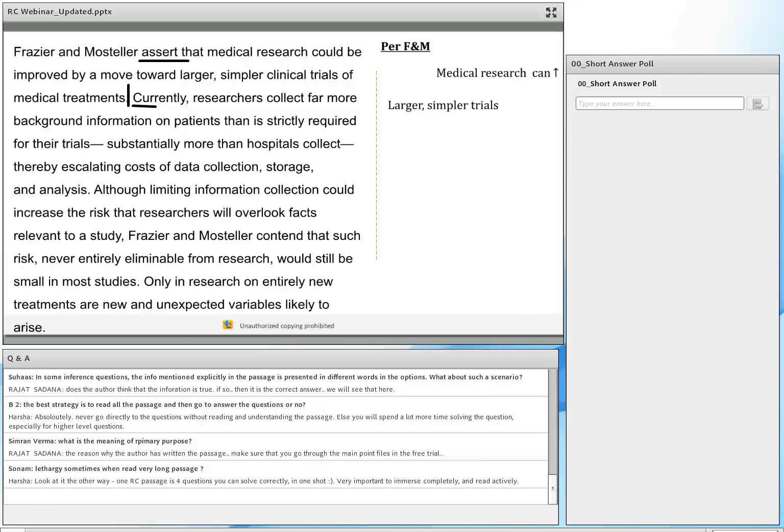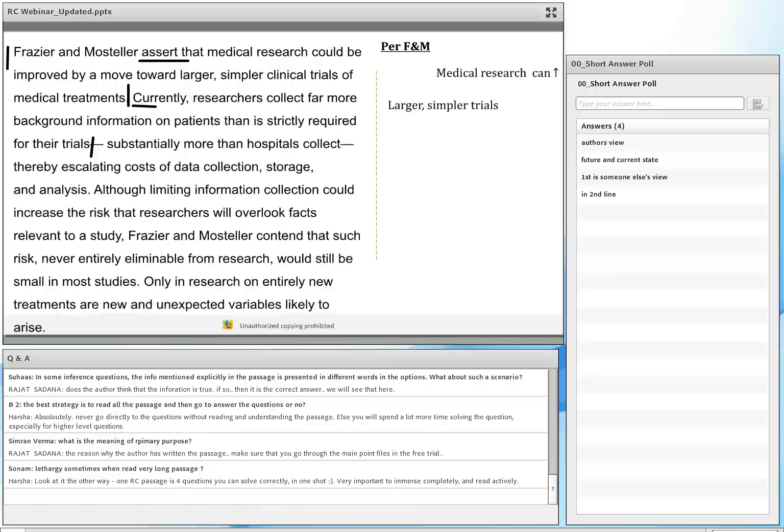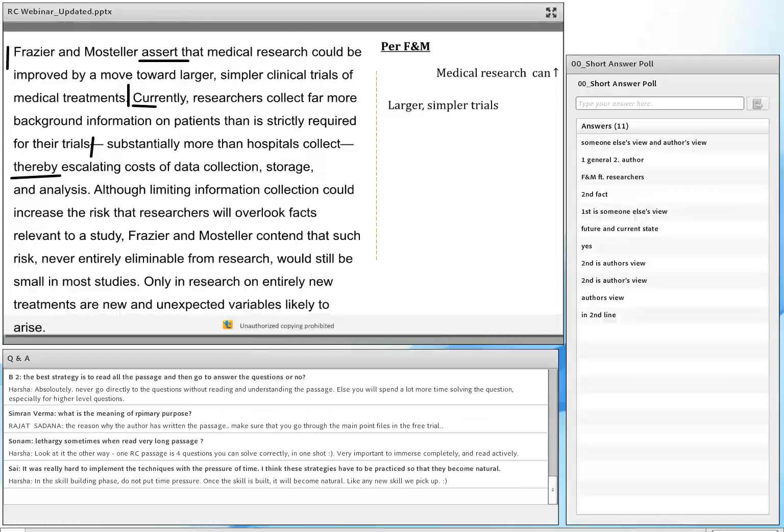What's the distinction between this part and this part and this part and this part? The second line is author's view. The first line is someone else's view. That is correct. Currently, researchers collect far more information on patients than is strictly required, and then the author really tells you the comparison. Substantially more than hospitals collect. Thereby, what is thereby over here? It's a conclusion, it's an outcome resulting. That's good. Henceforth, thereby escalating costs of data collection, storage, and data analysis.